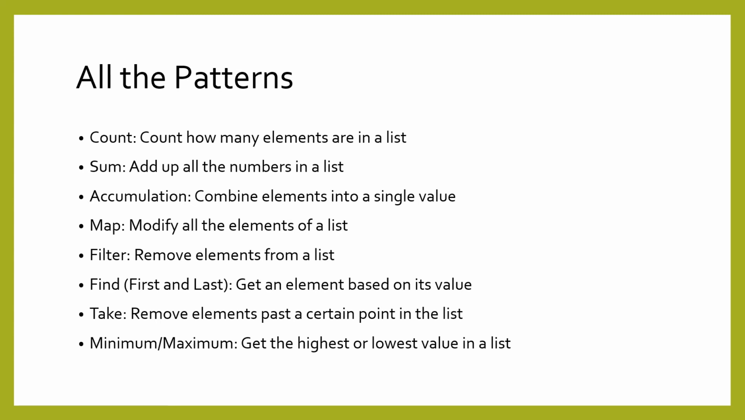The find pattern also uses an if statement, but only determines a specific element rather than producing an entire list. The third related pattern is take, which also produces a list based off the original list, but this time removes all the elements until a certain condition is encountered. Note that find and take are different from indexing and subscripting, since they are based on the actual values of the list rather than their positions. Finally, there are the minimum and maximum patterns, which find the lowest and highest values in the list, respectively.